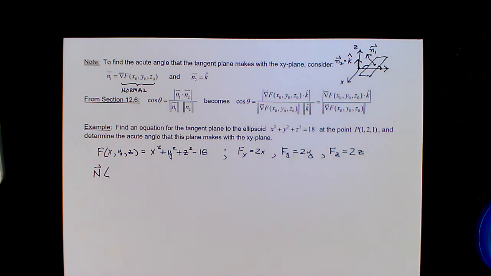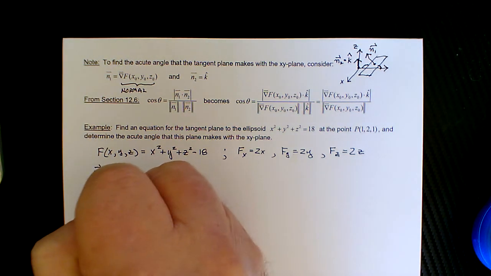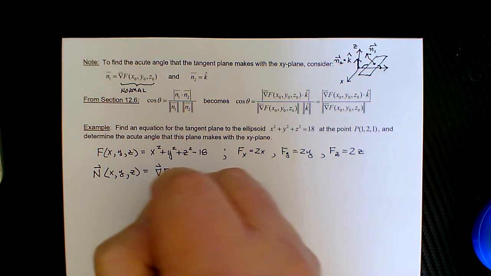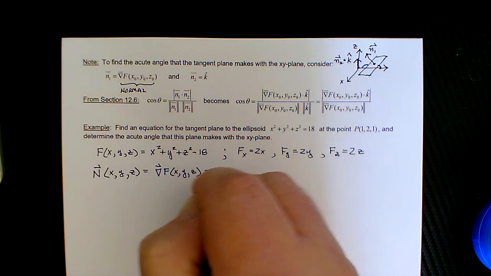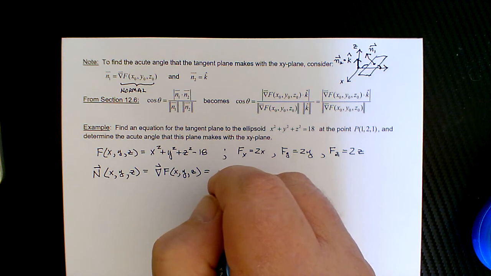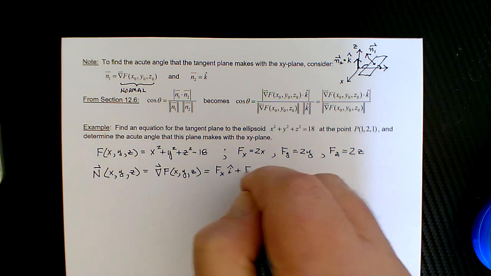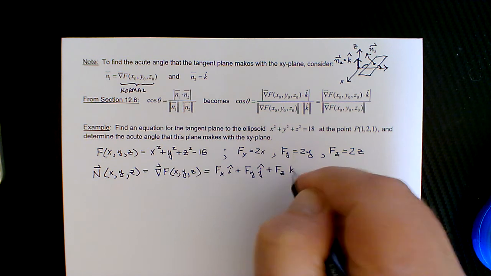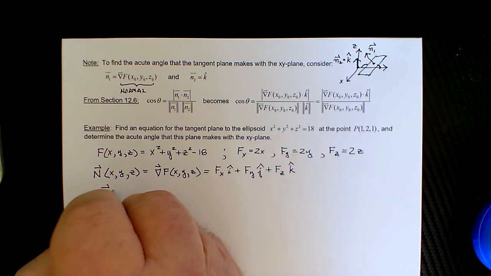So we'll say the normal vector at any point x, y, z is the same as the gradient of the function f of x, y, z, and that once again is just the partials. In general, f sub x i plus f sub y j plus f sub z k. So I want to go with the gradient form.